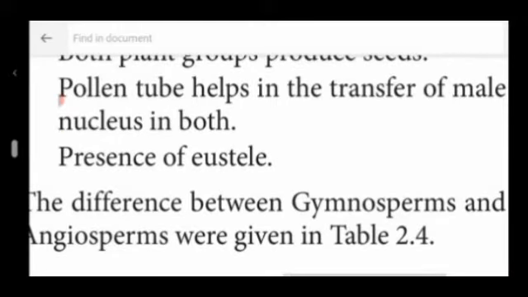The presence of eustele. These are the most common characteristic features of the gymnosperms and angiosperms, which are similar to each other.